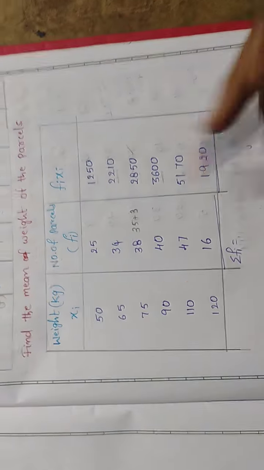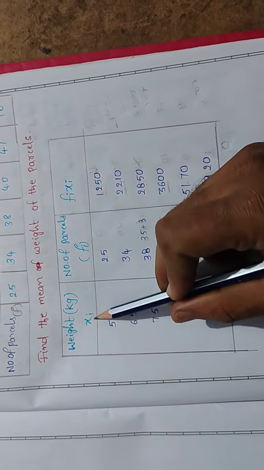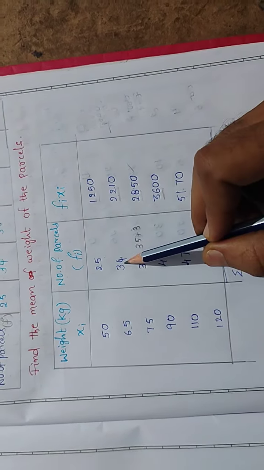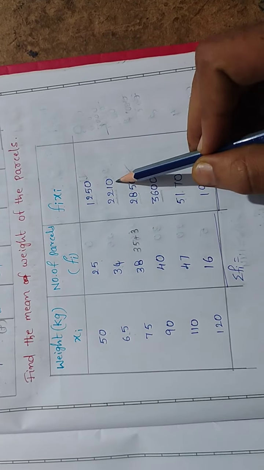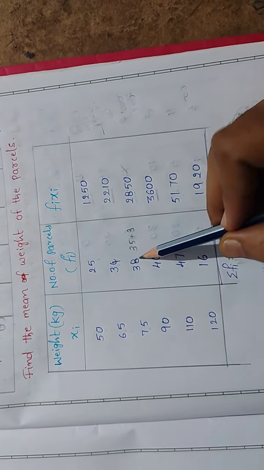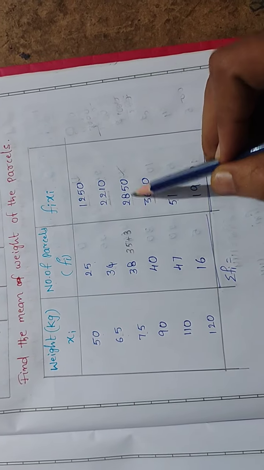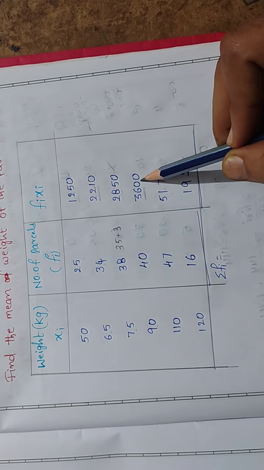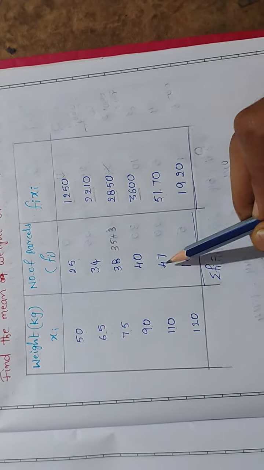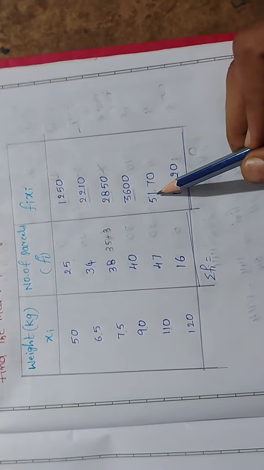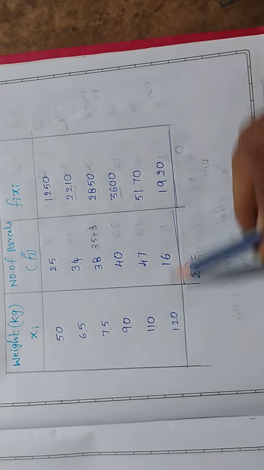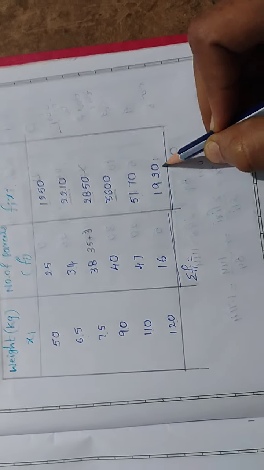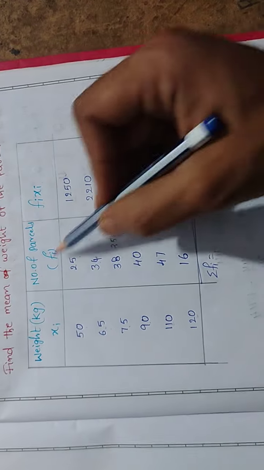Now look at the products of xi and fi. 50 into 25 is 1250. Now 65 into 34 is 2210. Now 75 into 38 is 2850. 90 into 40 is 3600. 110 into 47 is 5170. 120 into 16 you are getting 1920. Okay, do the addition here in a smart way.